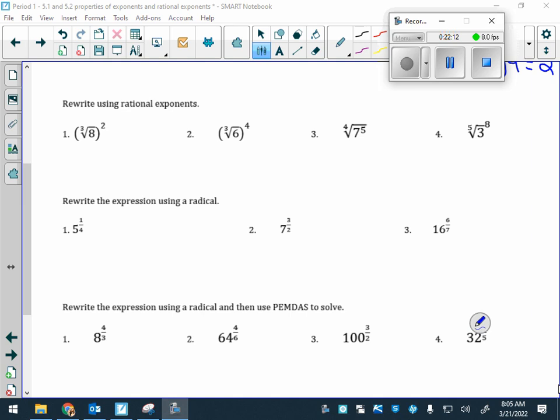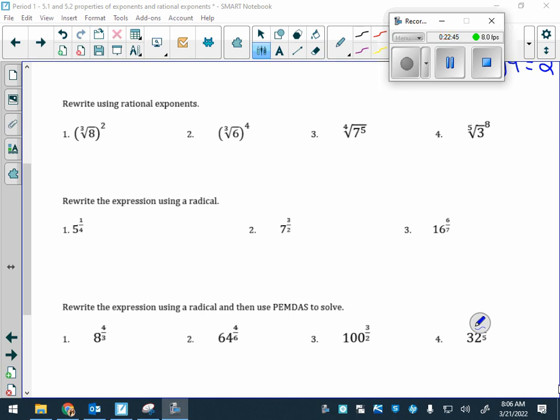Now rewriting using radical notation. So we have the 4th root of 5, excellent. The square root of 7, what's one thing that we have to include? Yep. 3, either this way, and the square root of 7 cubed. Either way, do not forget about that exponent. Then the last one, 7th root of 16 to the 6th. Excellent. Any questions about rewriting?